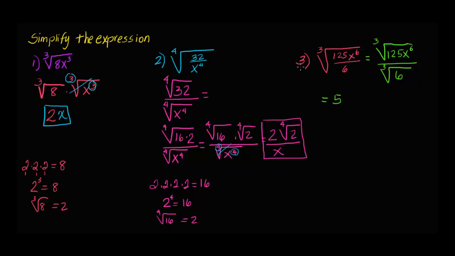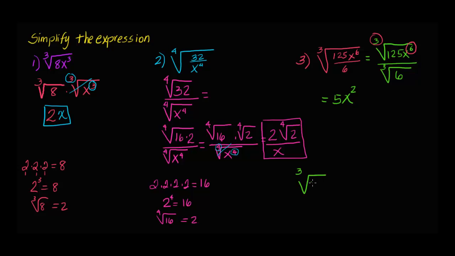I can take the exponent, the 6, and divide it by the index, 3. 6 divided by 3 makes 2. That number that you got, 2, tells you the amount of x's that I can take outside of the radical. So x squared is the cube root of x to the 6th power. And I'm going to show you down here.